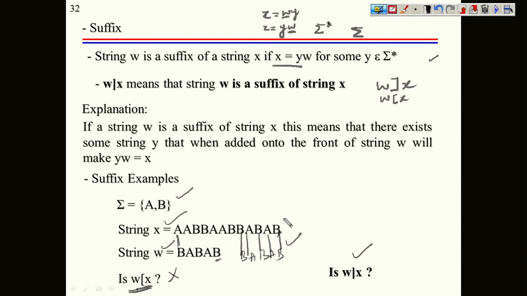Can W be both a suffix and a prefix of a text? Is it possible? Yes, it is possible. Let's say this is your string A B B A, and W is A. In this case, you may realize that W is acting as a prefix and also as a suffix. So it all depends on the nature of your given string.